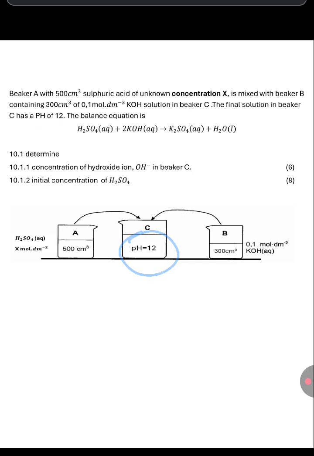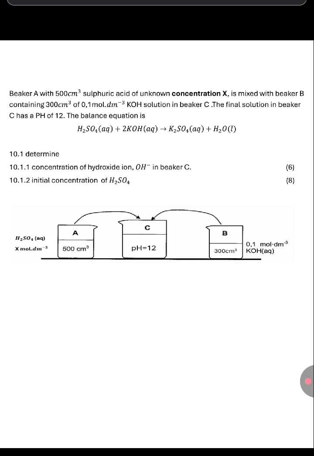Now a pH of 12 means that the solution is basic. The solution is basic, meaning the base is the one that was in excess. All right. This one you can also do. Just try to attempt it before you see the solution.